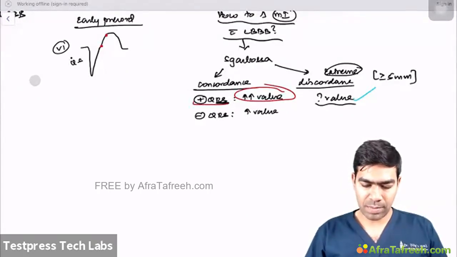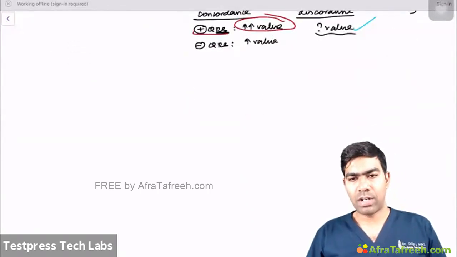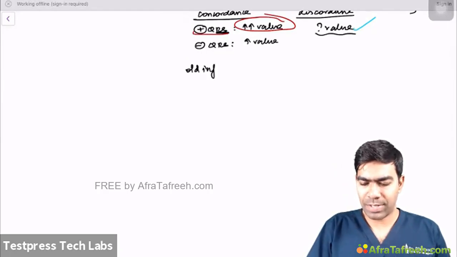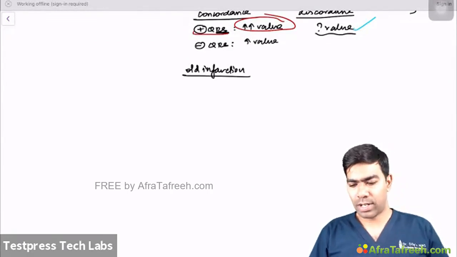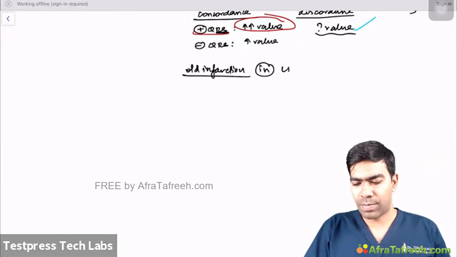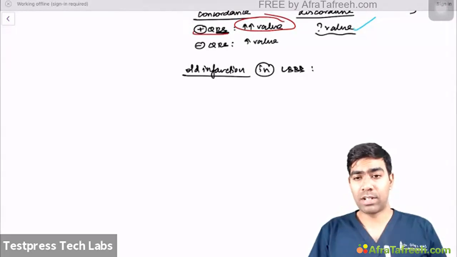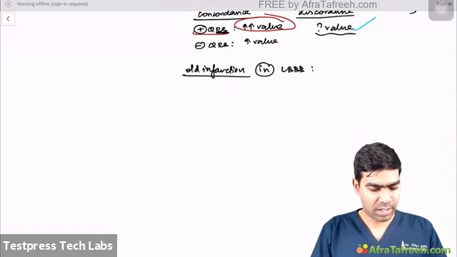Then there are two other signs that you have to know the names of. How can you find an old infarction? I'll show you the images tomorrow because I think I forgot to push this out. So, old infarction in the presence of left bundle branch block. How can you find whether the patient had an old infarction in the presence of a left bundle branch block? I think I have the image. I'll just check my phone once.